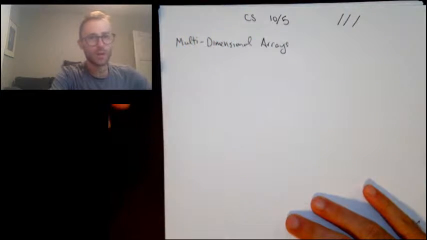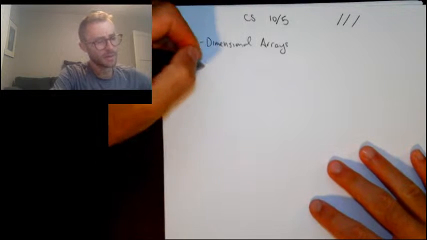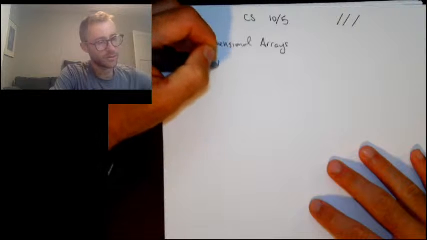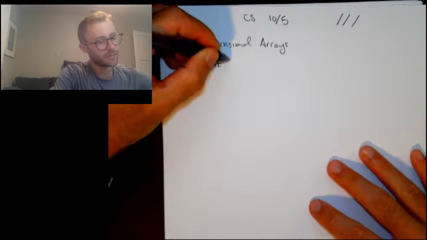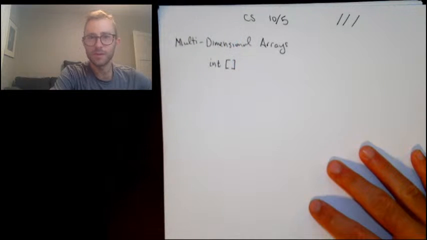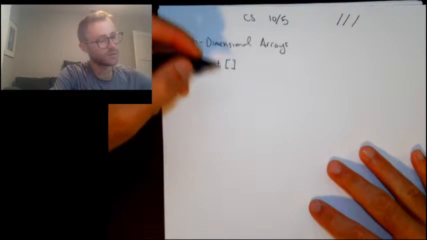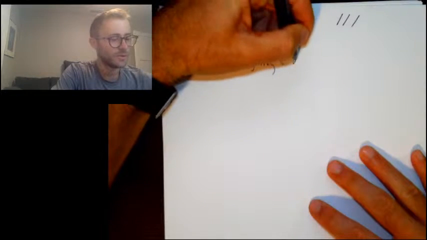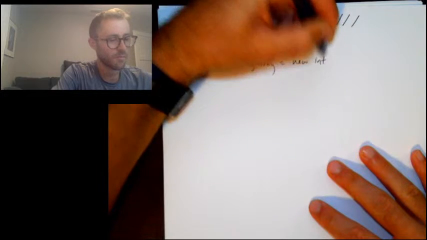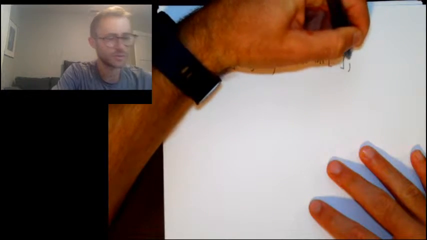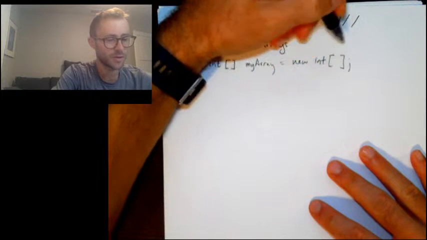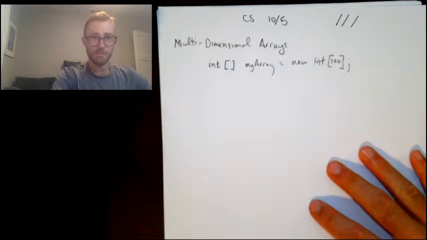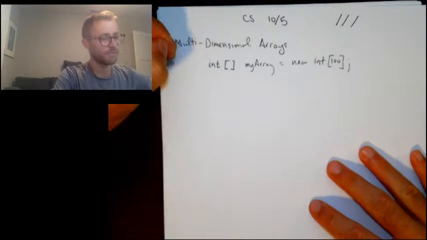Okay, so when we were declaring an array, let's say we were declaring an array of integers, you would say int, open square bracket, close square bracket, my array equals new int, and then we have to put the dimensions of the array. So maybe it's an array of length 100. Okay, so that's a one-dimensional array.